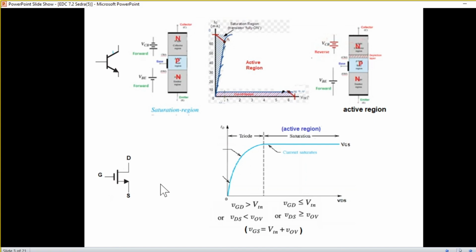Similarly, for MOSFET, we had seen or studied this curve earlier. I'll not go into the details, except that it also has two regions. One is called the triode region, and the other is called the active region or saturation region. In this case the triode region acts as a switch, and as an amplifier we have to be in the active region.